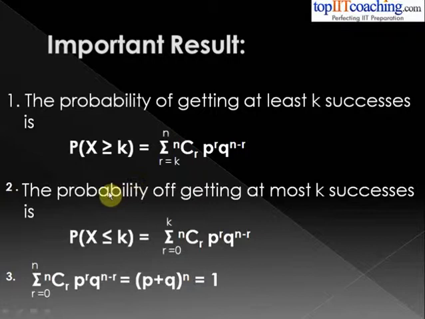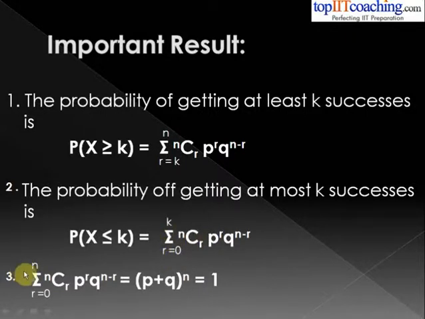The second is the probability of getting at most k successes, P of X less than or equal to k, and this would be equal to the summation of nCr into P to the power of R into Q to the power of n minus R, where R varies from 0 to k. So here for at most k successes, X would lie from 0 to k, and so it would be equal to the summation of nCr into P to the power of R into Q to the power of n minus R from R equal to 0 to k.